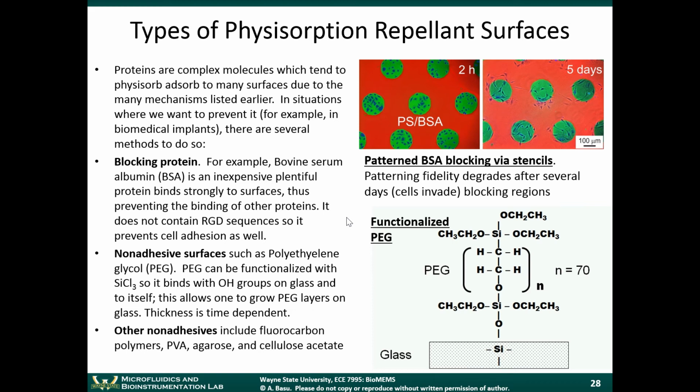In this example, they patterned the BSA by using a microfluidic stencil. All right, I'll go over this example later, but you can see what happens is that the cells will only grow in the regions where there's polystyrene, not the regions that are coated by BSA.